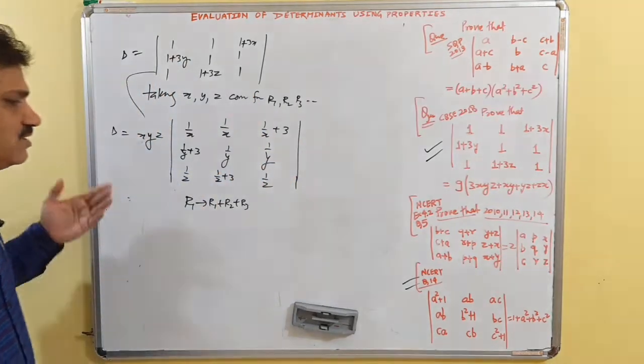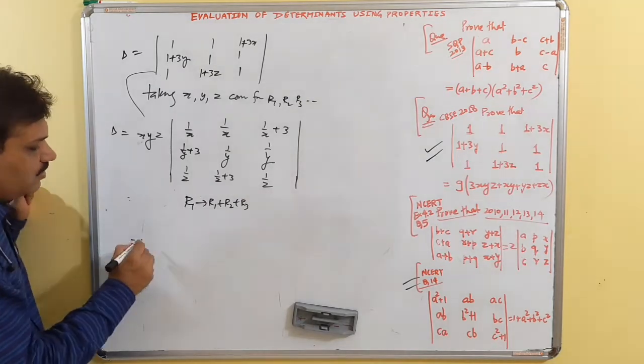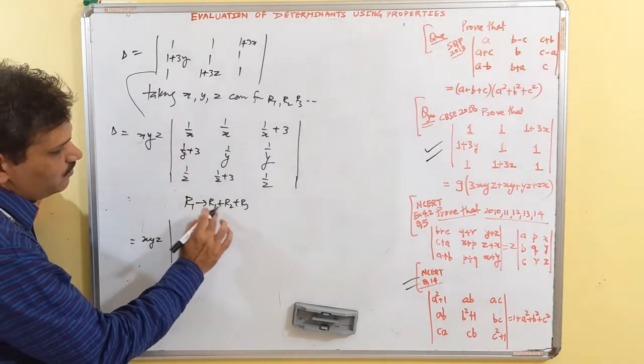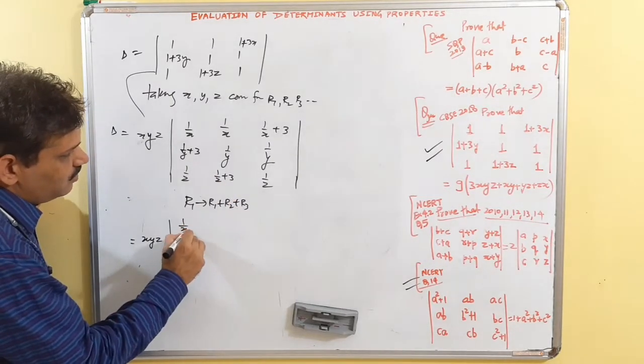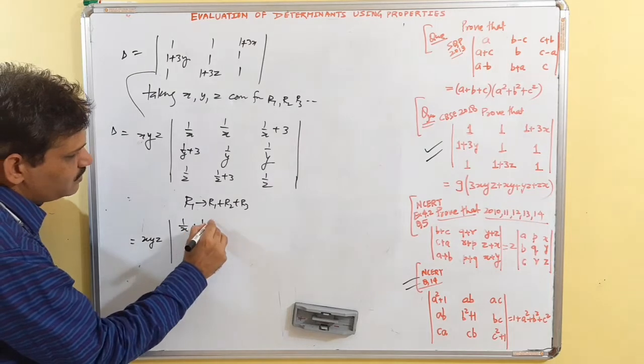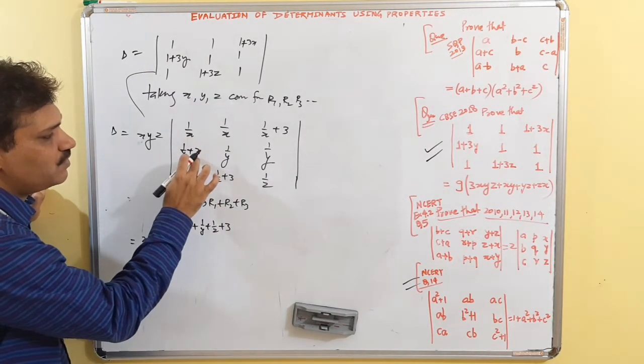With the help of those ones you make 2 zeros and expand. That is all about the question. Well, so this gives us xyz. R1 now becomes R1 plus R2 plus R3. This gives us 1 upon x plus 1 upon y plus 1 upon z plus 3.